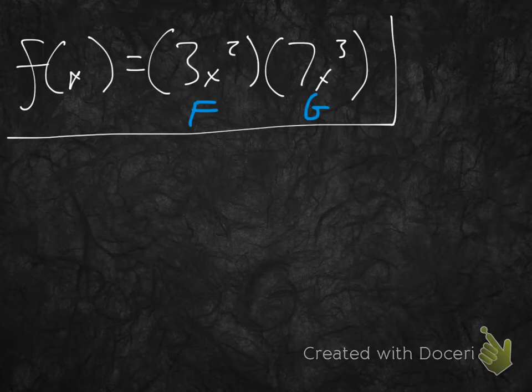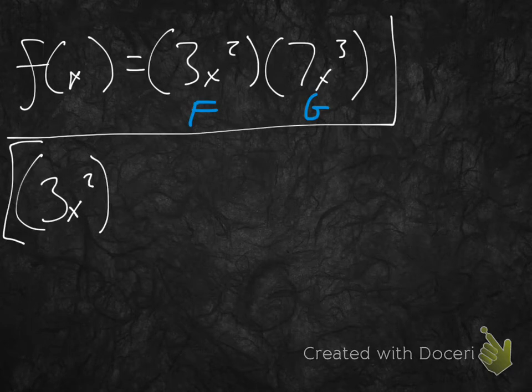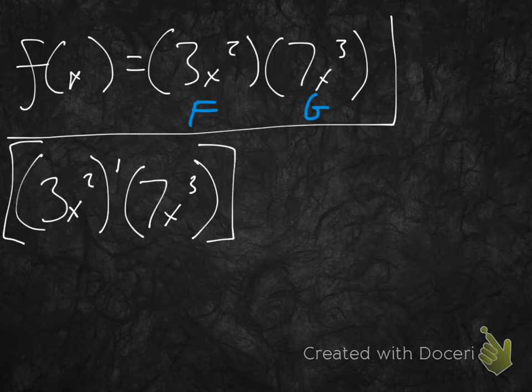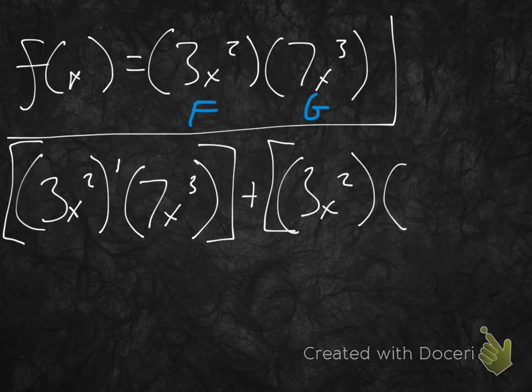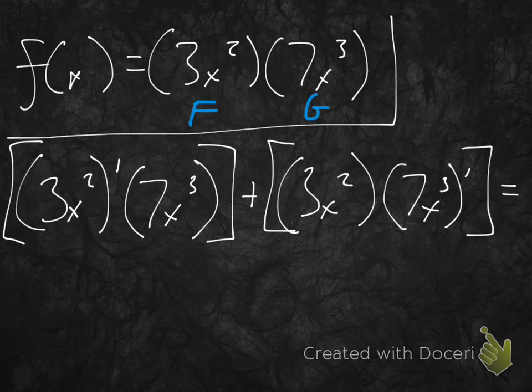So this is our f, this is our g. So we're going to have (3x squared)' times 7x cubed plus 3x squared times (7x cubed)'. Well, now we just need to determine what all this is going to be. Well, the 3x squared and the 7x cubed here, they're just going to stay the same. All right, so let's go ahead and plug this in.